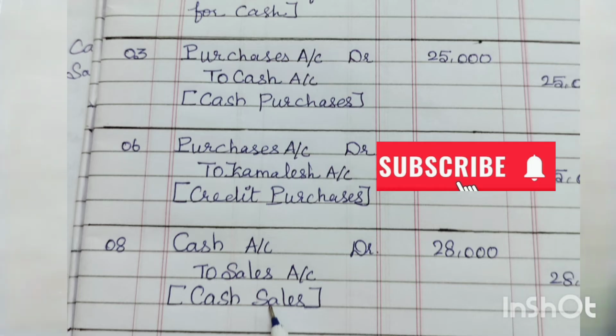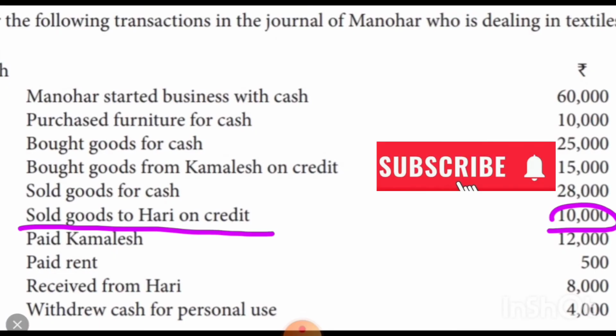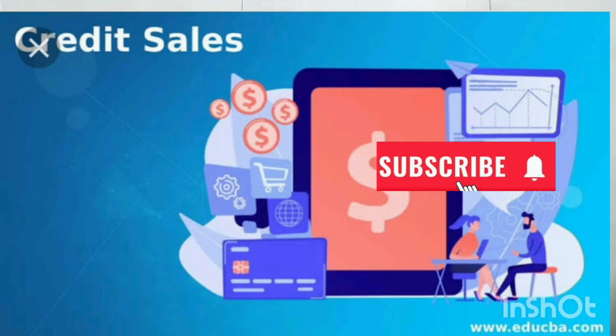Then let's see the next transaction on 10th March. Sold goods to Hari on credit, rupees 10,000. Okay. You have to make this sale to a customer who is promising to pay you later. That is called credit sales.